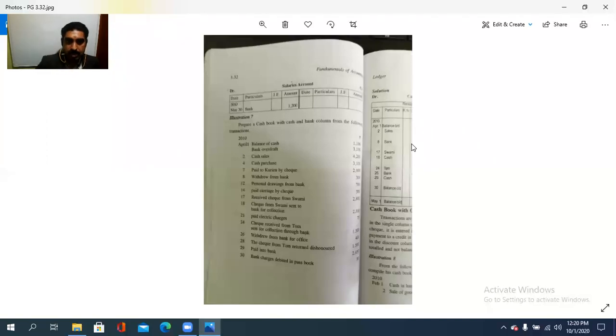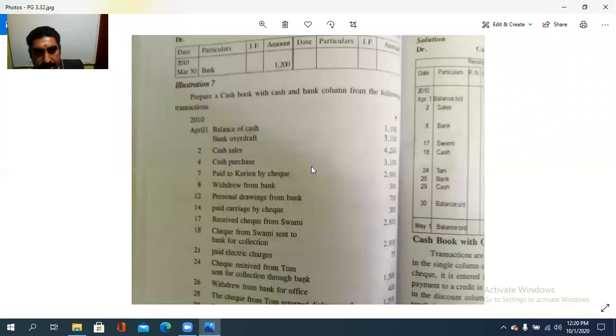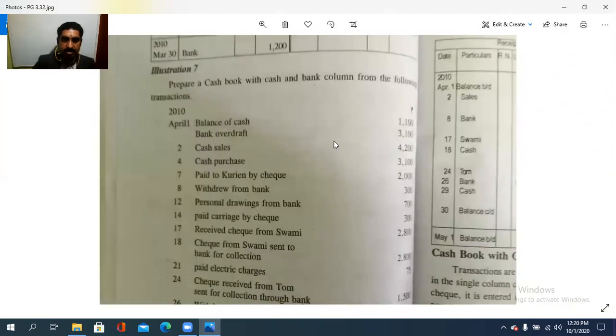See, another problem with regard to this. Prepare a cash book with the cash and bank column from the following illustration. Here, balance of cash is 1,100, bank overdraft it is 3,100.